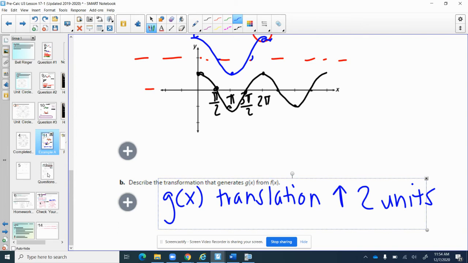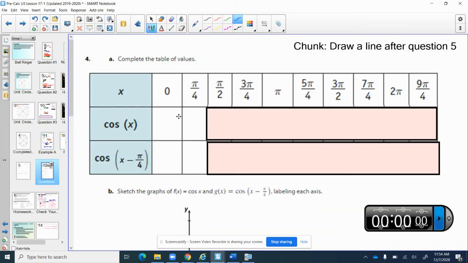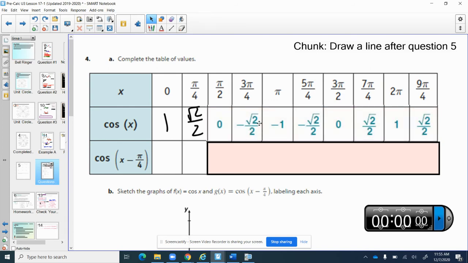Now, the next page also talks about a different type of transformation. So again, in our parent function, we're starting at 1, and then we go to square root of 2 over 2, and we finish out the rest of the table, right? Moving around our circle. If we were to find, instead of the cosine of 0, the cosine of 0 minus pi over 4, aka cosine of negative pi over 4, we would be at square root of 2 over 2. And if we were at cosine of pi over 4 minus pi over 4, we'd actually be finding the cosine of 0, which is 1.